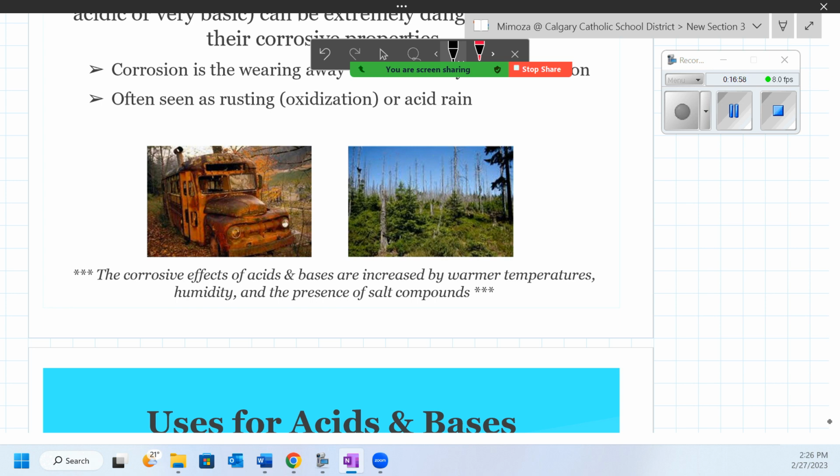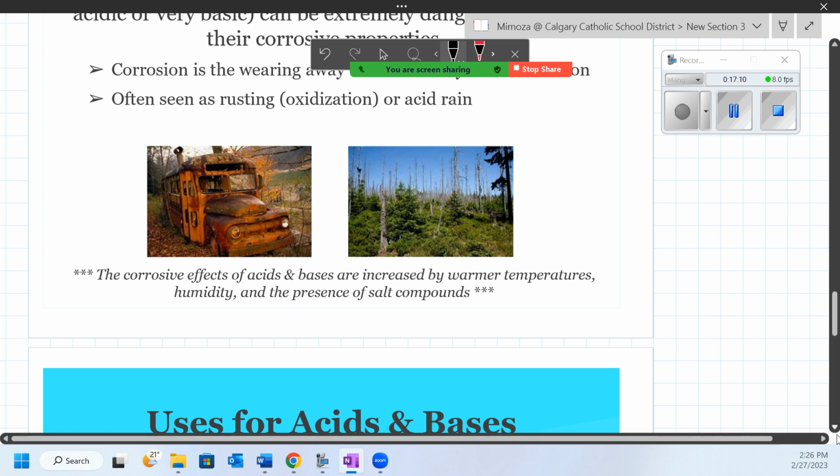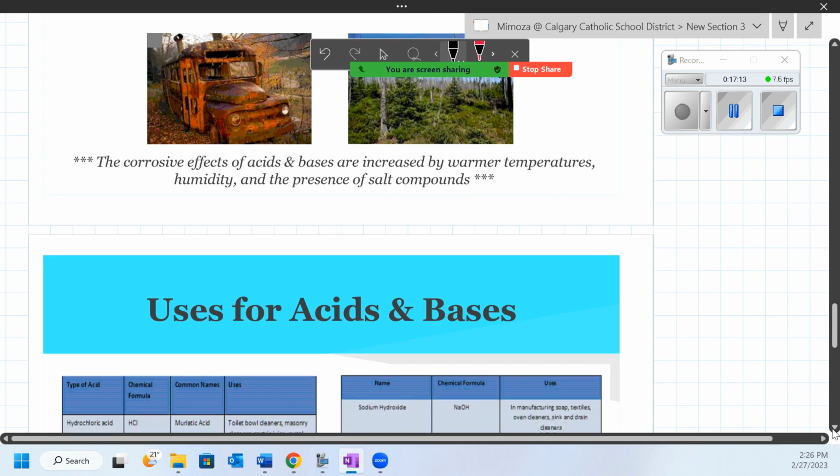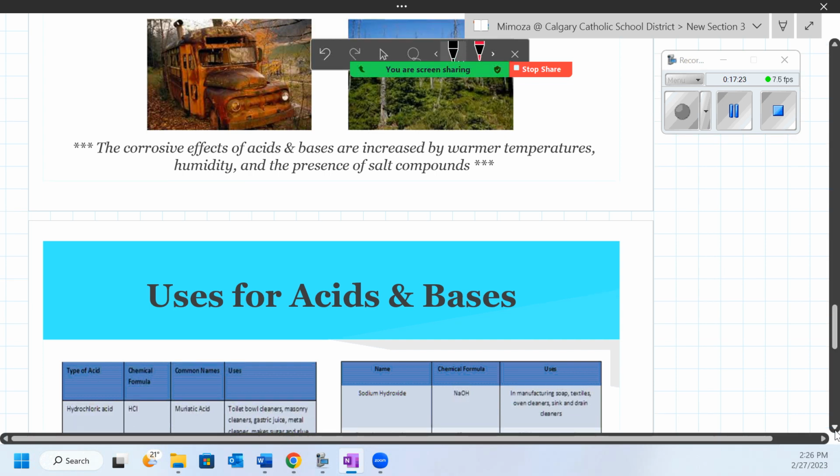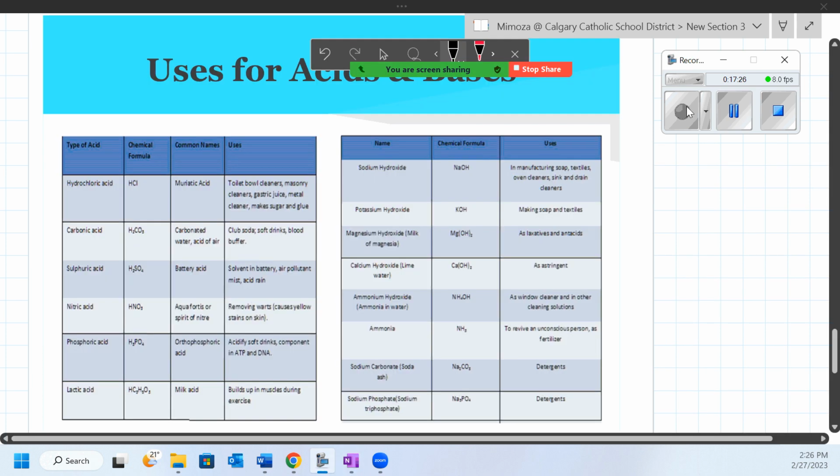And this is why we paint the car. This is why it's good that before winter we put a layer of protection at the back of our car, close to the street, so that it protects it from the possible corrosion that may happen. Acids or bases, if they are not handled properly, may cause a lot of damage. However, we never stop using them.